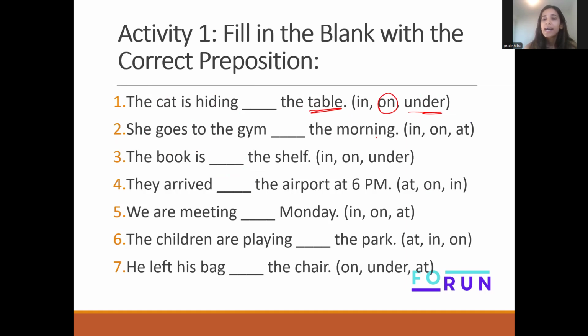She goes to the gym dash the morning. "In the morning" seems like the perfect option. It cannot be "on the morning." It cannot be "at the morning" because a specific time is not given. So, "in."